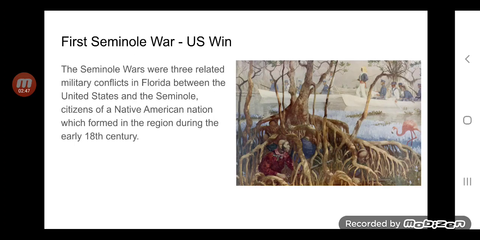First Seminole War, U.S. win. The Seminole Wars were three related military conflicts in Florida between the U.S. and the Seminole citizens of the Native American nation, which formed in the region during the early 18th century.